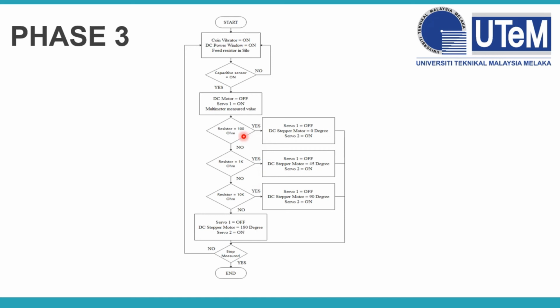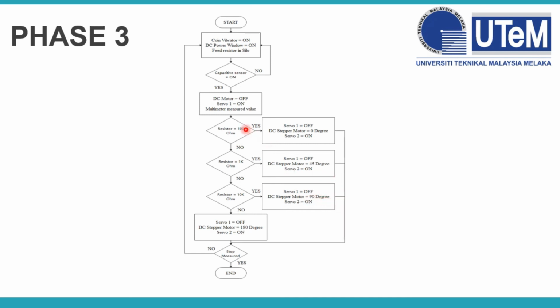If the resistor is 100 ohm, servo 1 will turn off and the stepper motor will turn toward 0 degrees, and servo 2 that holds the clamp of the resistor will turn on to make sure the resistor falls down toward the bin that has already been prepared, so that the resistor will fall into the correct bin. If the resistor is 1 kilo ohm, the stepper motor will turn 45 degrees, and for 10 kilo ohm, the stepper motor will turn 90 degrees.